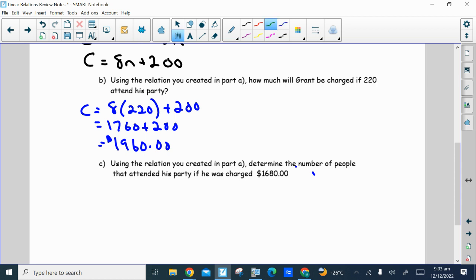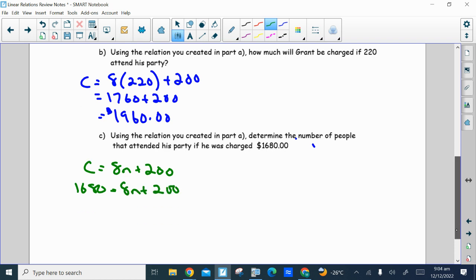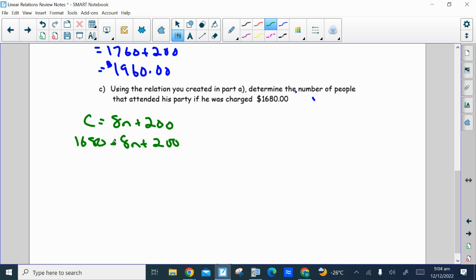Part C, use the relation to determine the number of people that attended if he was charged $1,680. So again, if we start with our equation, in this case, we're given the cost is $1,680. We want to figure out what N is, the number of people. So we need to solve for N.